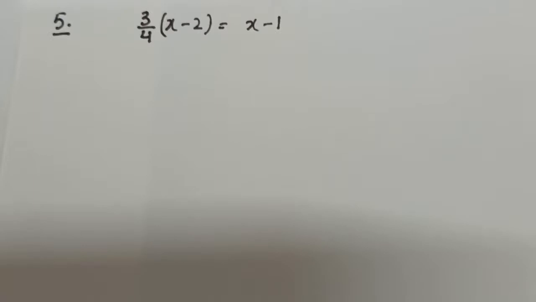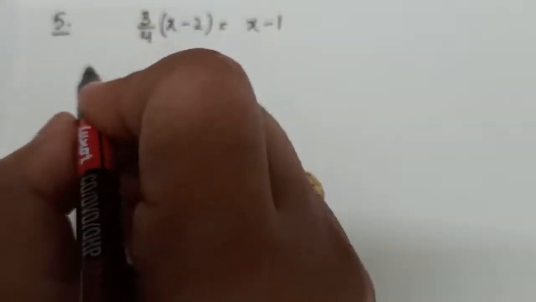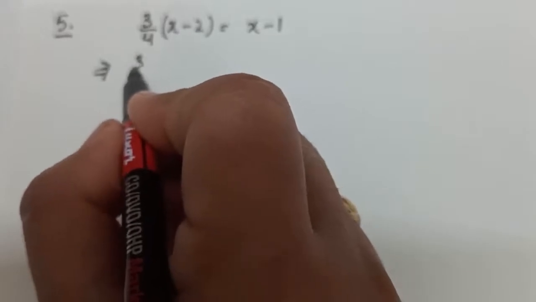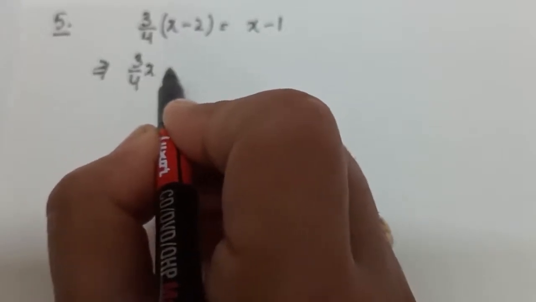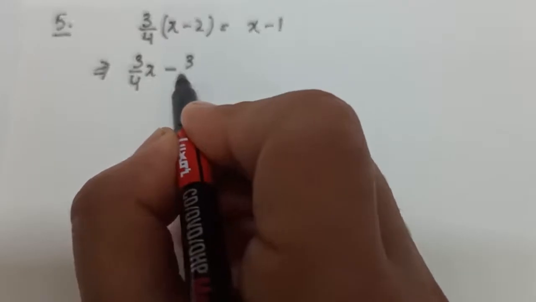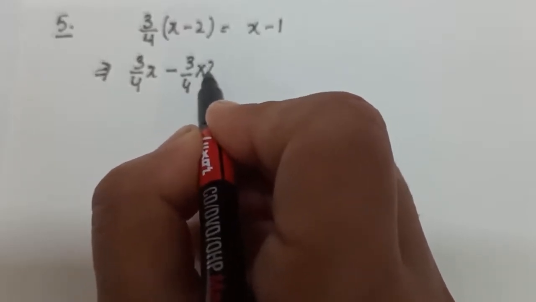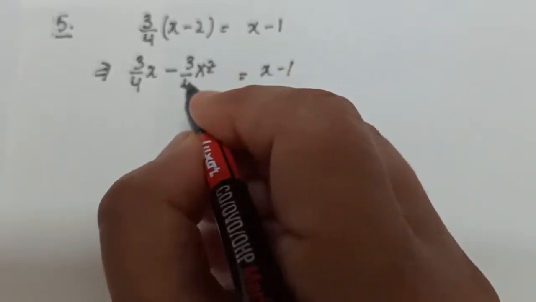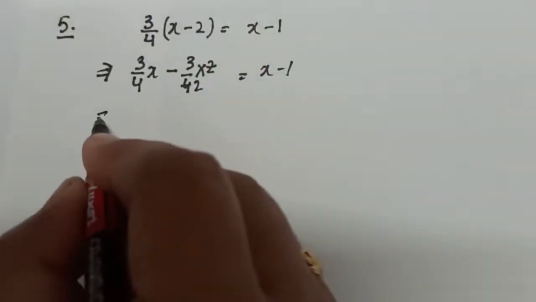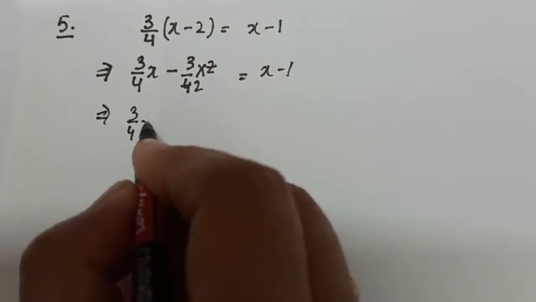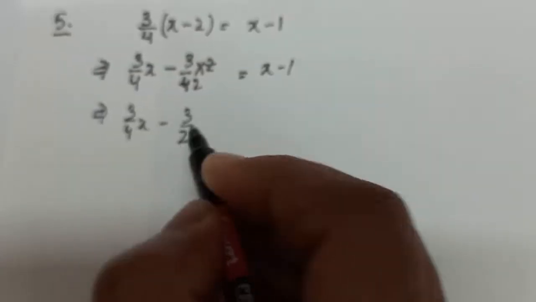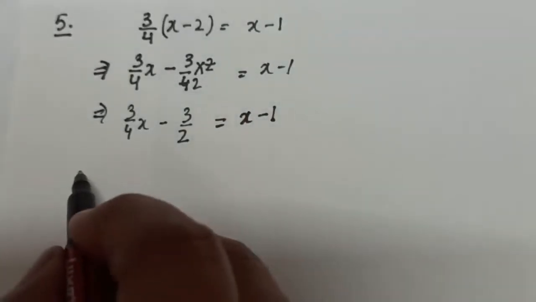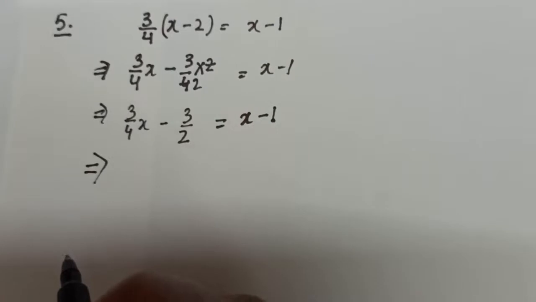First step will be, we have to open the bracket. Alright. So let us multiply 3 upon 4 with the bracket here. 3 upon 4 into x is 3 upon 4x minus 3 upon 4 into 2 is equal to x minus 1. Now here we can reduce it, so it will become 3 upon 4x minus 3 upon 2 is equal to x minus 1. Now next step, we have to collect like terms to one side.